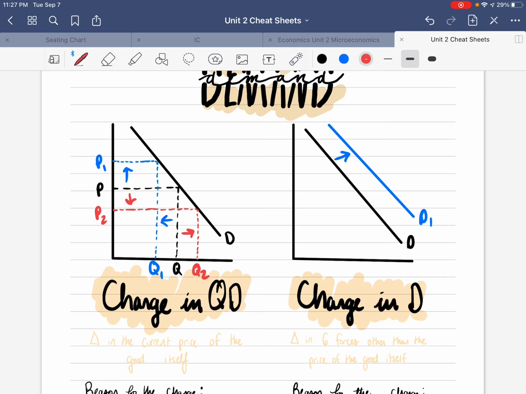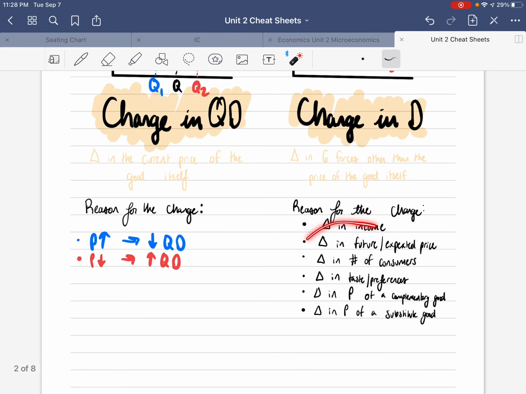Now let's do the opposite. A decrease in demand, new line, new name, and an arrow from old to new. And this would decrease because it's shifted to the left. And we would say decrease in demand due to change in one of these reasons right here.